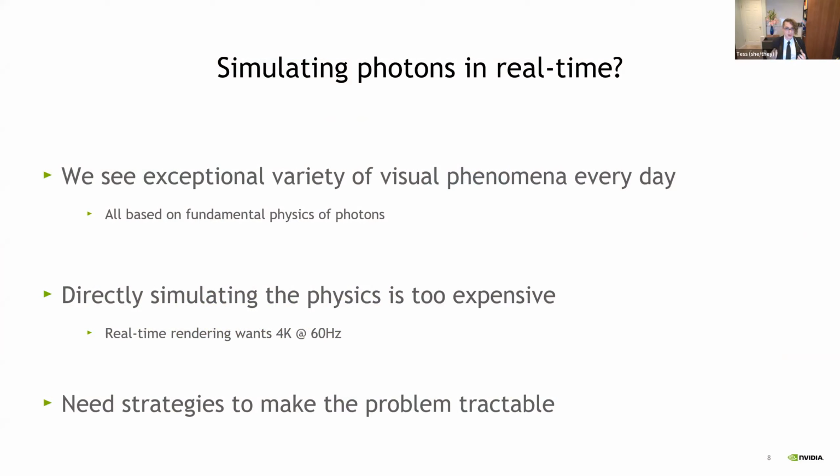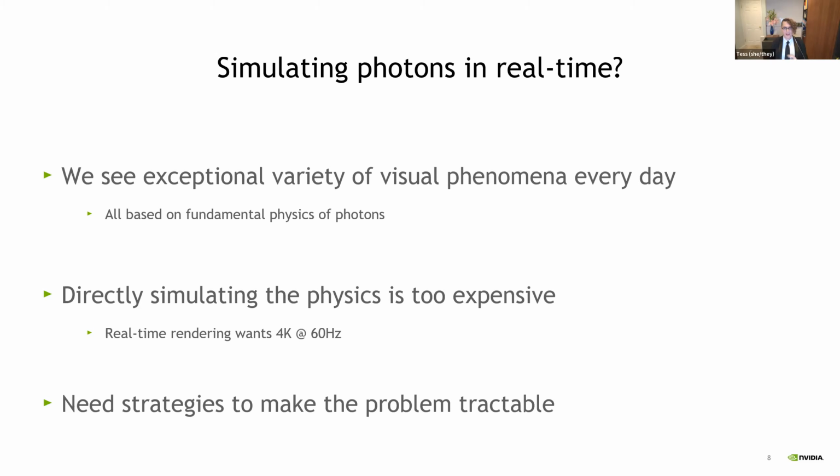And it's worth noting that all of us, even if we don't leave our house all that often, see an exceptional variety of visual phenomena each day. And all of those phenomena are based on the same fundamental physics of how photons interact with the material world. But the reality is that simulating those physics on even the fastest computers is just too expensive a way to produce images, right? And especially in a world where real-time games and things like that want 4K resolutions at 60 frames per second, we end up needing some strategies that can make this problem tractable.